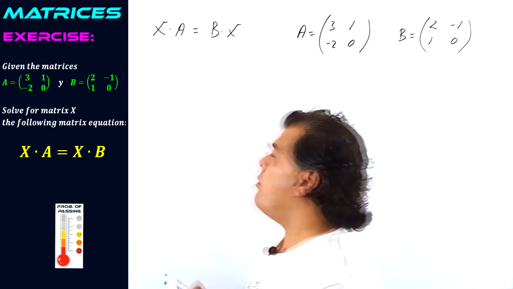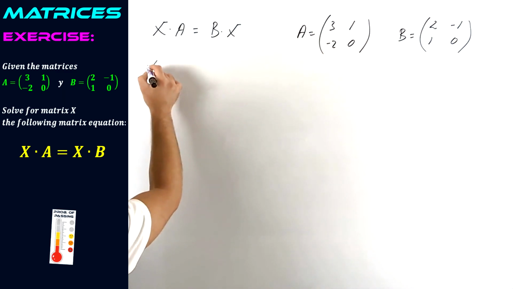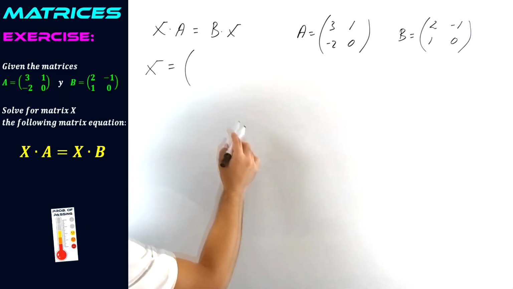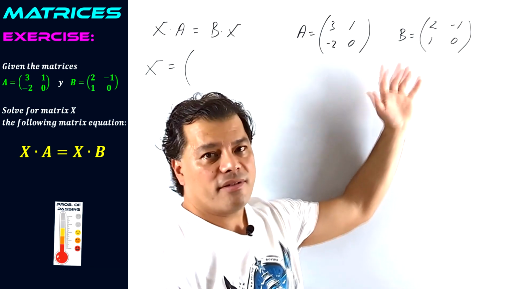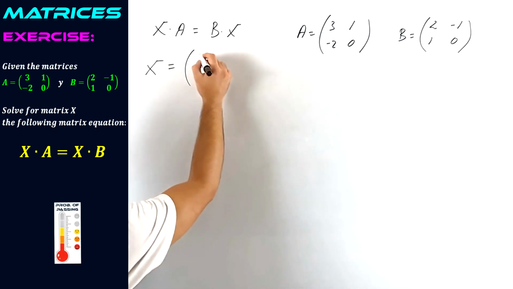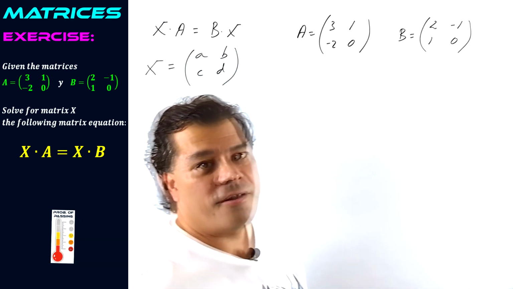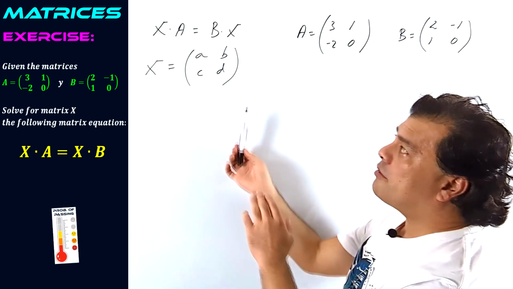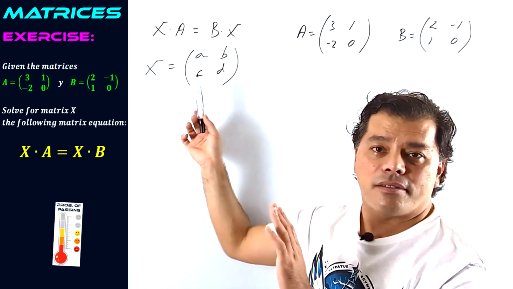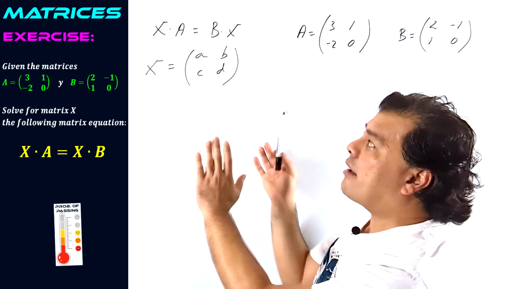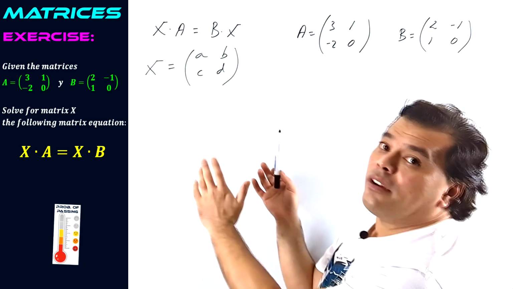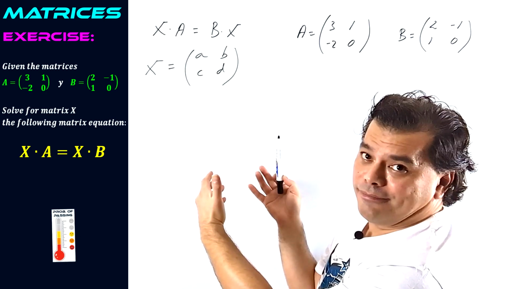We are going to create a template for matrix X. As these are order 2 matrices, our matrix must be A, B, C, D, order 2 also. And we are going to put it there on both sides. We will multiply both sides of our equation and we will equate every position. Let's do it.